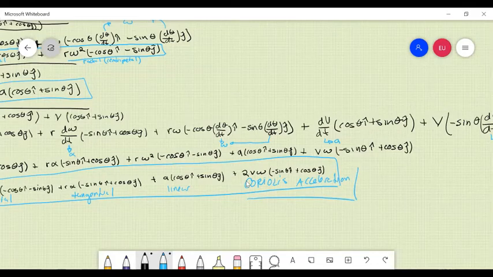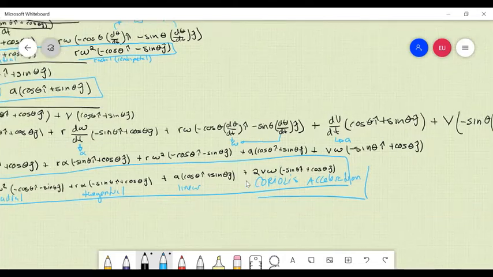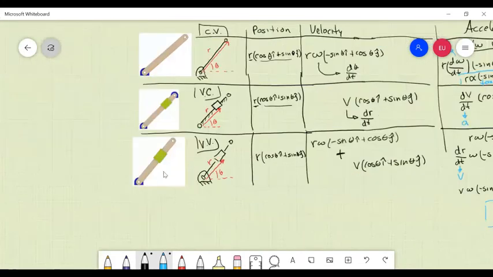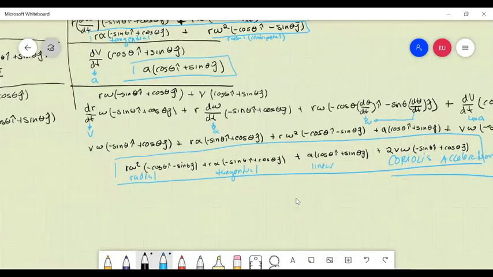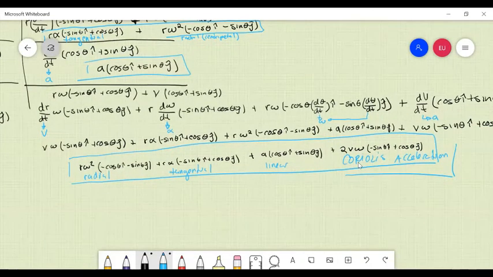So the Coriolis acceleration only appears when I have an object that is not only moving linearly, but is also rotating. If you remember where it comes from this system, when the slider was allowed to move linearly at the same time that it's rotating. When you have that combination of movements and you follow the procedure, you end up having the Coriolis component, or the Coriolis acceleration. Okay.